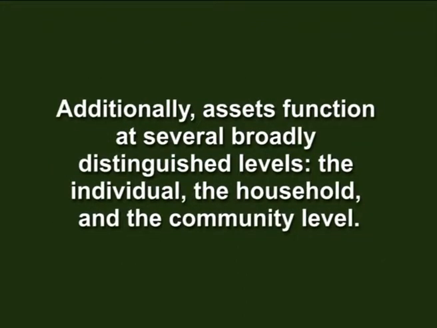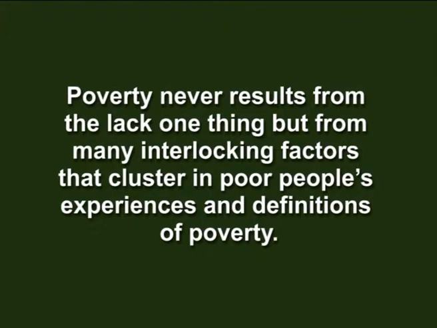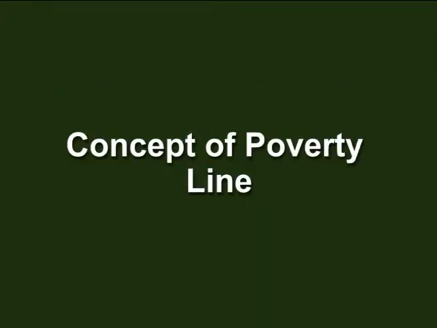Additionally, assets function at several broadly distinguished levels: the individual, the household, and the community level. Poverty never results from the lack of one thing, but from many interlocking factors that cluster in poor people's experiences and definitions of poverty. Let's talk about the concept of poverty line.